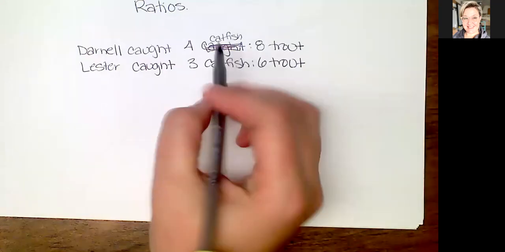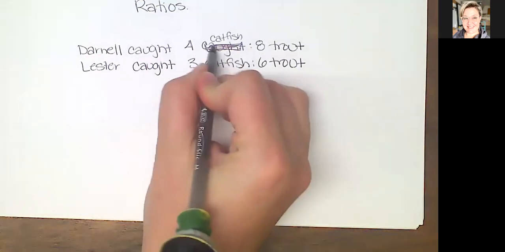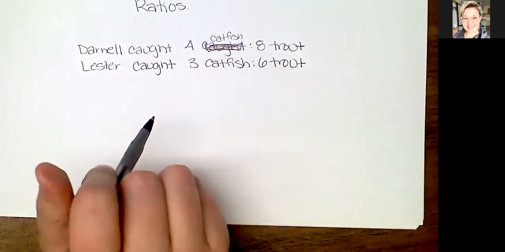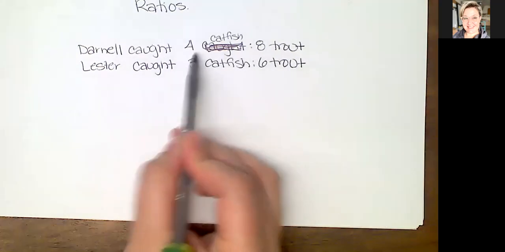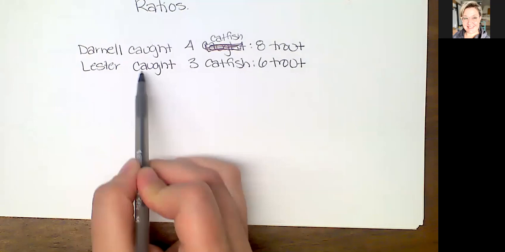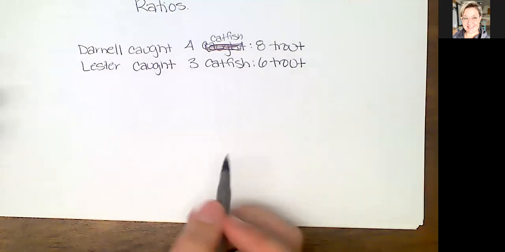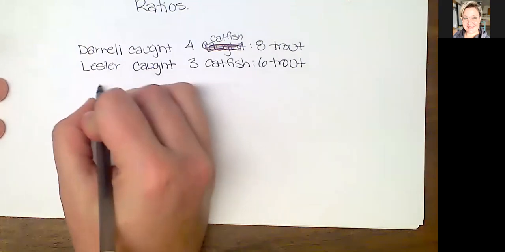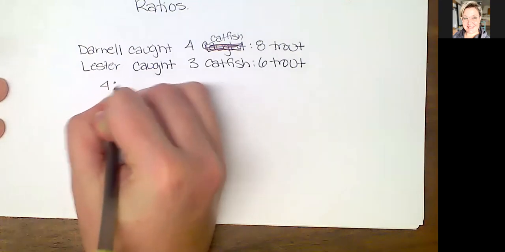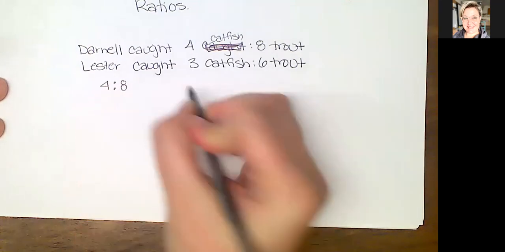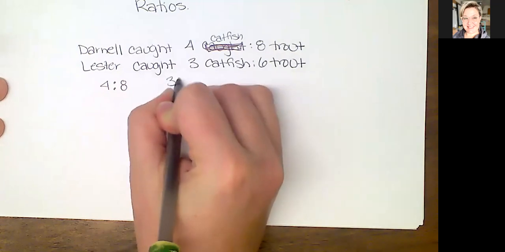Okay, so I've got it written out. I had accidentally made a mistake there. I wrote caught instead of catfish, so ignore that. So Darnell caught 4 catfish for 8 trout, and Lester caught 3 catfish to 6 trout. So we're going to take those, and we have the ratios of 4 to 8 and 3 to 6.